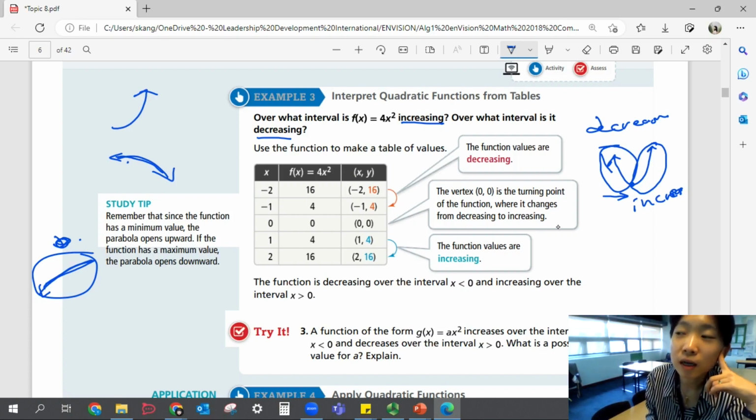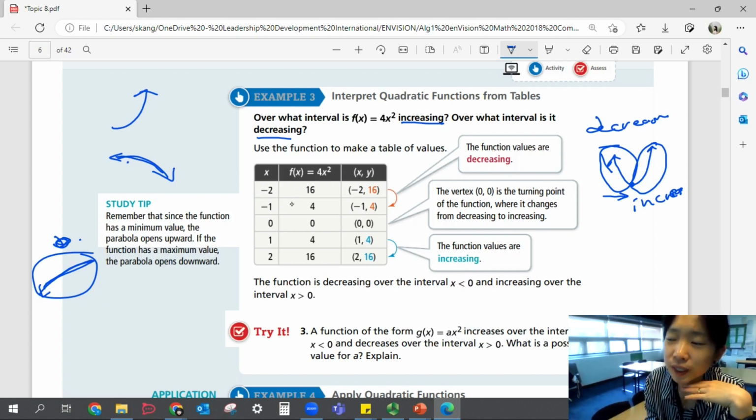And why are we including 0? Because 0, 0, that's the vertex. And it's neither increasing nor decreasing. So it's just a vertex, okay? So you don't have to include 0. Everything other than 0 on the left and the right side of 0 is either increasing or decreasing. Okay, that's exactly where your direction of graph changes.